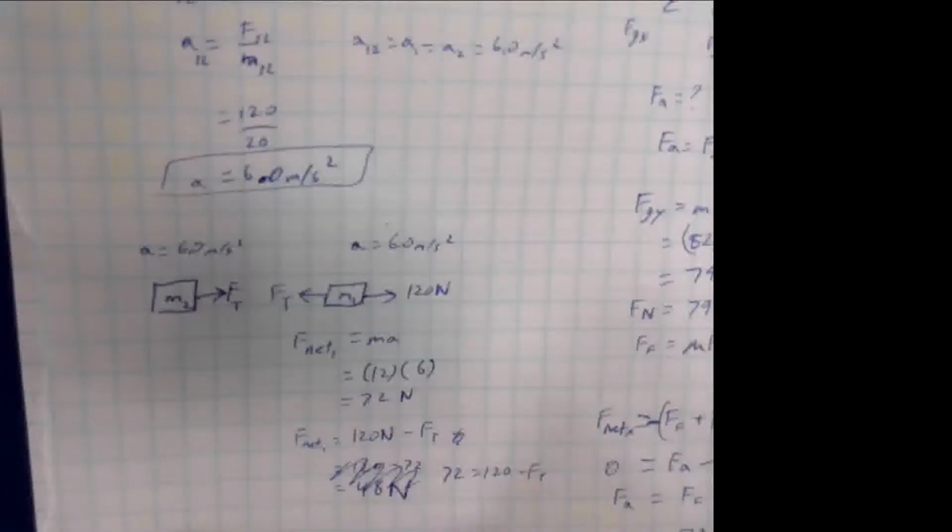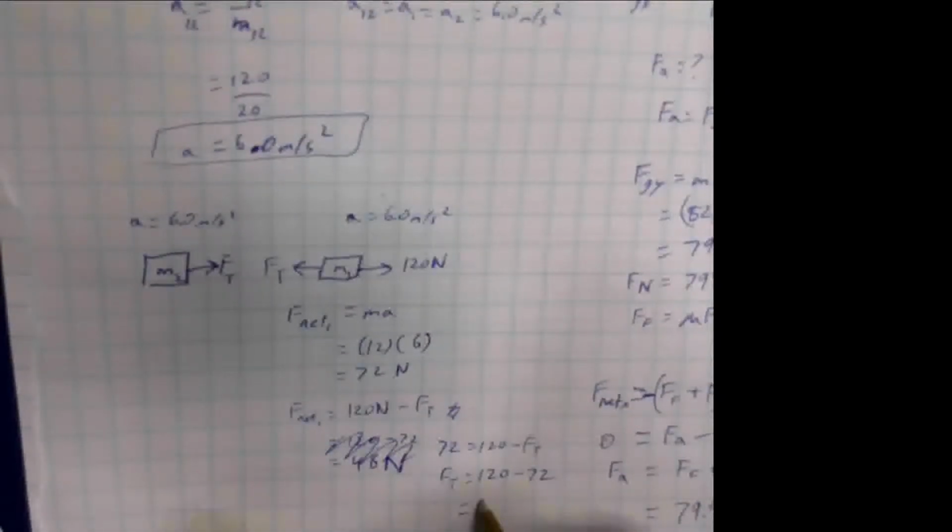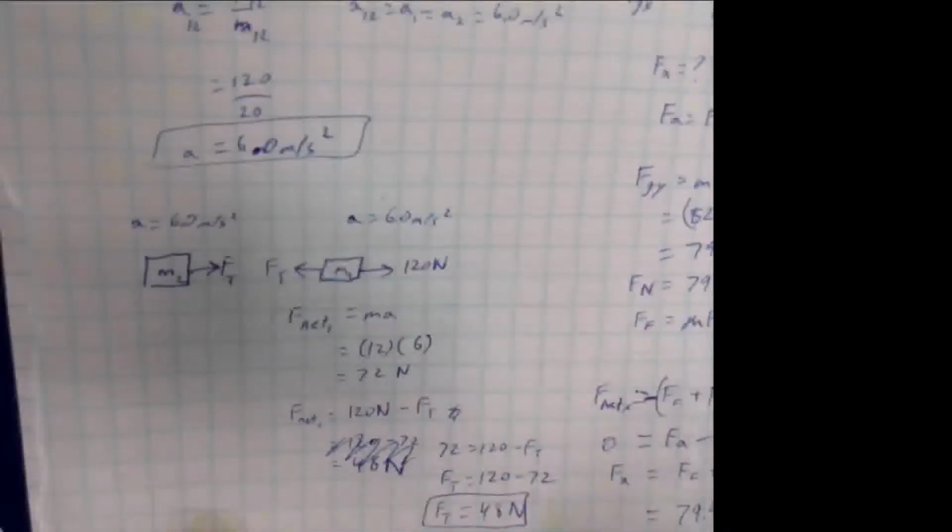What would happen is my F net is 72 equals 120 minus Ft. So my Ft is 120 minus 72. So it's the same answer, I was just doing the math incorrectly. Ft is 48 newtons.